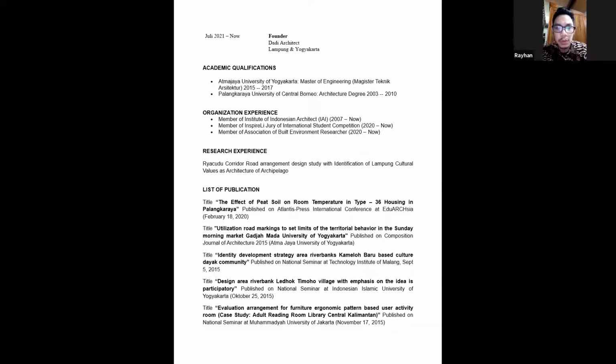Research experience: Riyakudu Corridor Road arrangement design study, with identification of Lampung cultural values as an architecture of the archipelago. List of publications: The Effect of Peat Soil on Room Temperature in Type 36 Housing in Palangkaraya, which is in Borneo. Utilization of road markings to set limits of territorial behavior in the Sunday morning market, Gadjah Mada University of Yogyakarta. Identifying development strategy for the riverbank area of Kameloh Baru, based on Dayak community culture. Design of the riverbank area of Leto Timoho village, with emphasis on a participatory idea. Evaluation of furniture arrangement and ergonomic patterns based on user activity in a room, case study: adult reading room, library of Central Kalimantan.